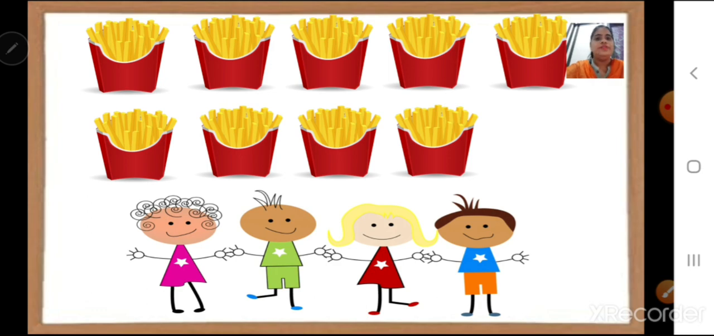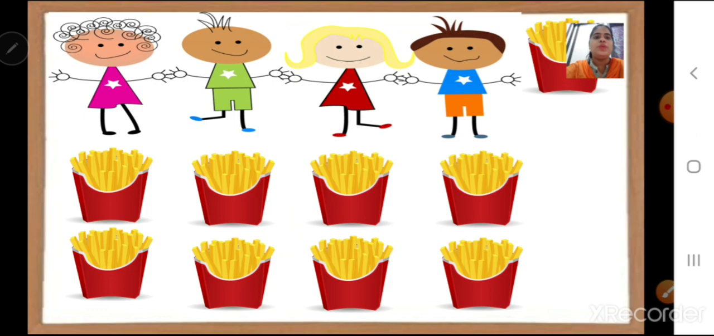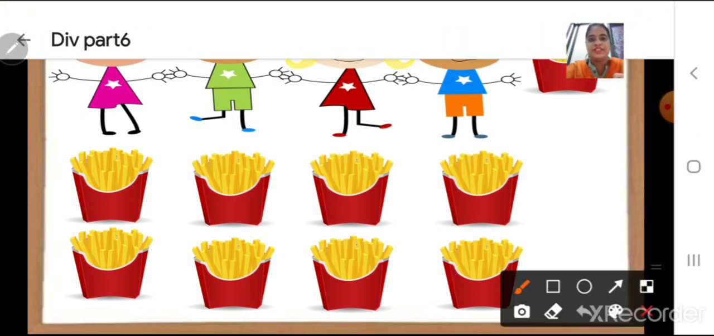And children, we have to divide it among 4 children. You can see here 4 children standing. They all want French fries. Okay, so we have to divide them. So we have to give one by one to each of them. If we give one by one to each of them, each one of them will get 2 packets of French fries.